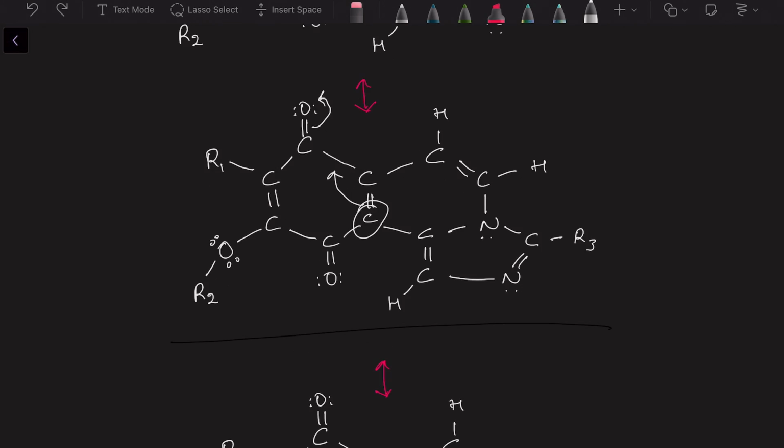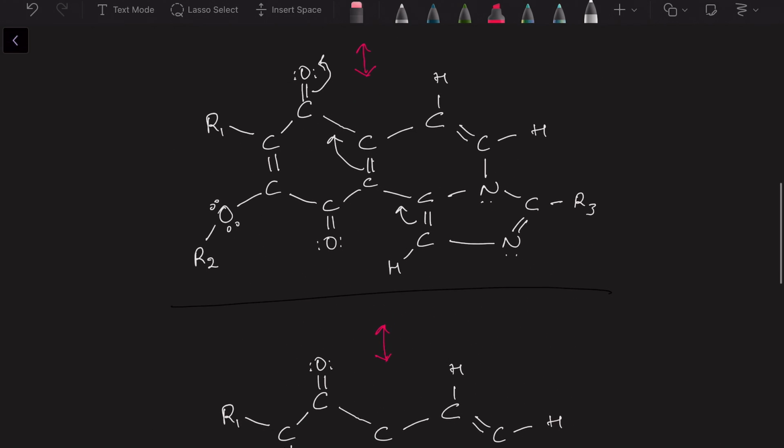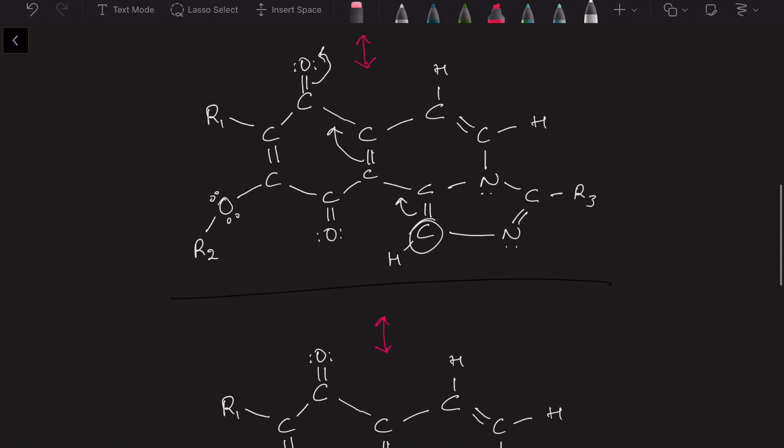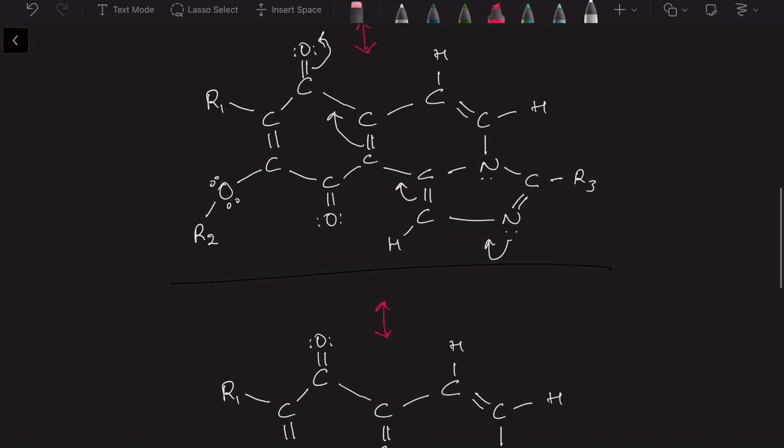Now this carbon only has 6 electrons around it, or only has 3 bonds. So what will happen is the double bond between these 2 carbons will be broken, and the electrons will be transferred between these 2 carbons, forming a double bond over there. Now this carbon only has 3 bonds around it. So what will happen is the lone pair on nitrogen will form a double bond between carbon and nitrogen. So that would be something like this. So that's a resonance structure.